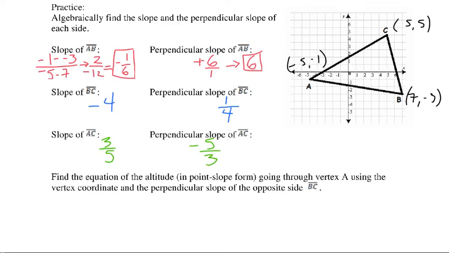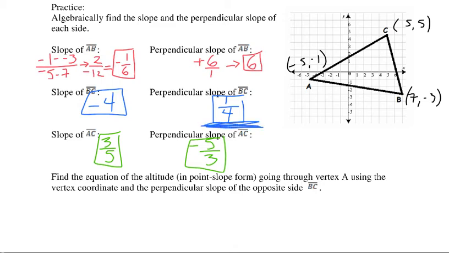All right, so the y value of that coordinate is a negative 1, so that means that it will be a +1 in our equation. Next, we have our slope is 1/4. And lastly, we have our x value is a negative 5 of the vertex, so now it will be a +5 in the equation.